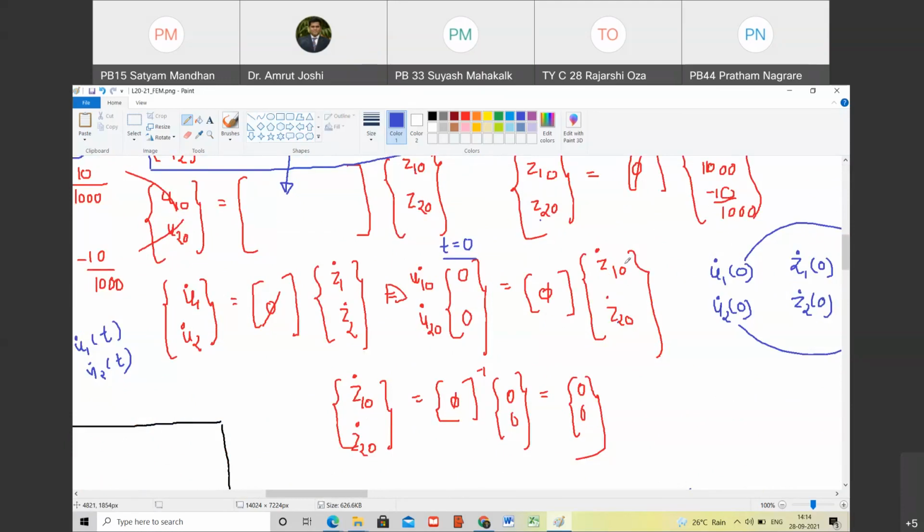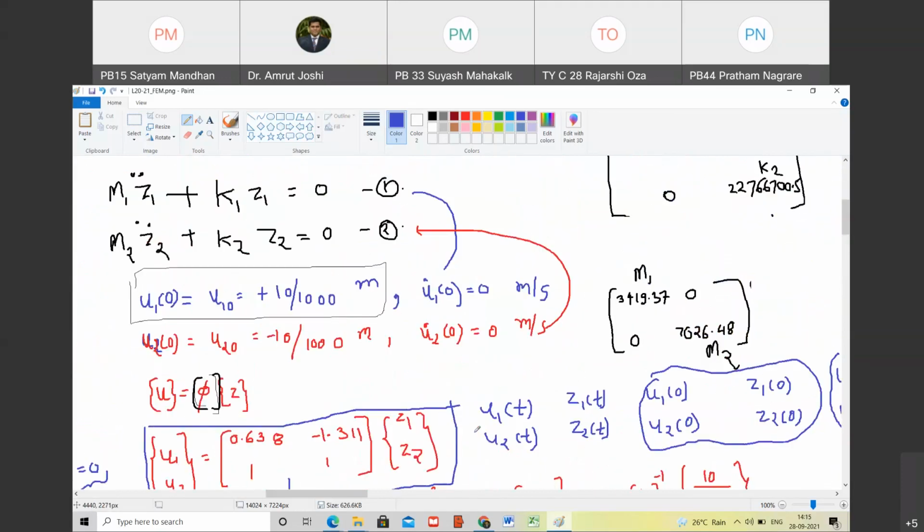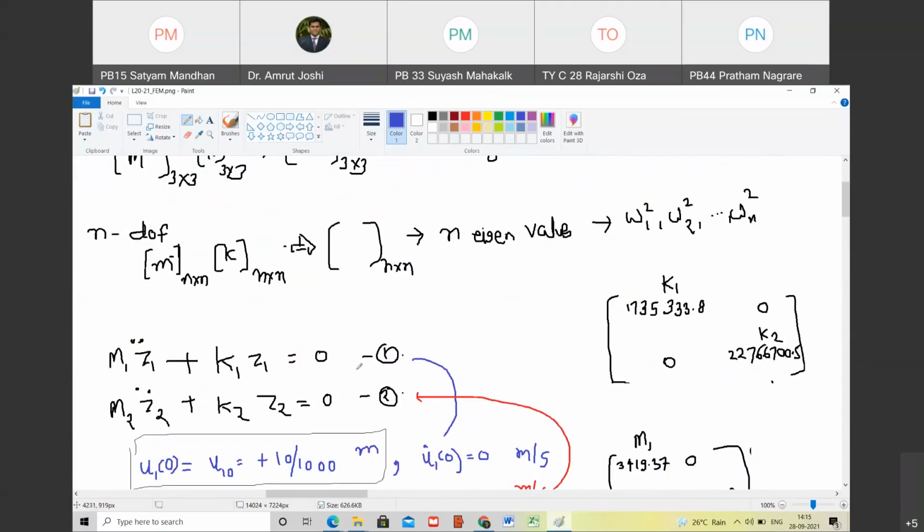Now, so what is z1 0 dot and z2 0 dot? It is phi inverse of 0 into 0. Agreed? Yes, sir. What is the dimension of phi matrix? 2 cross 2. Yes, sir. So phi inverse's dimension is also going to be 2 cross 2. Yes, sir. Now whatever elements it has, as I am multiplying it by 0, you are going to get z1 0 dot and z2 0 dot as 0, 0. Happy? Yes, sir.